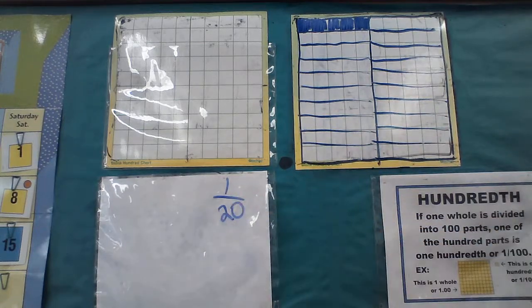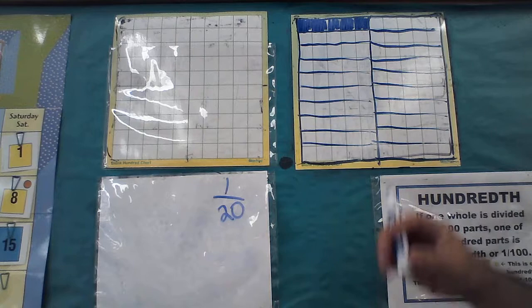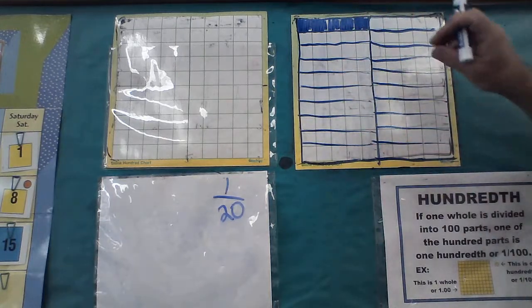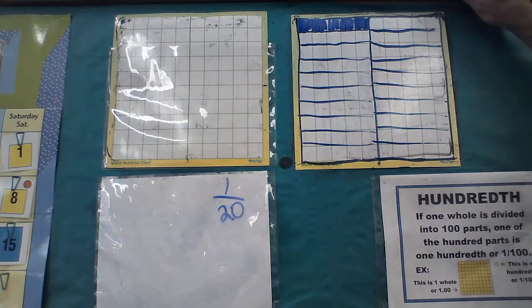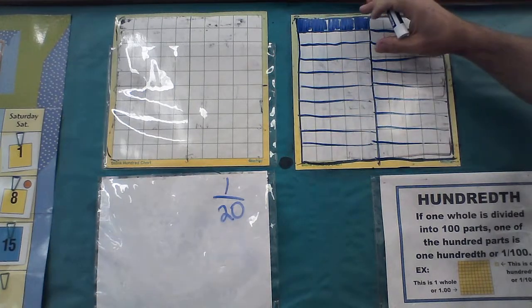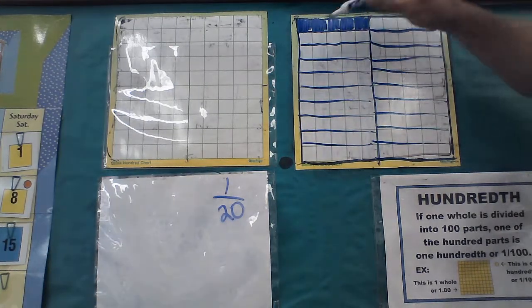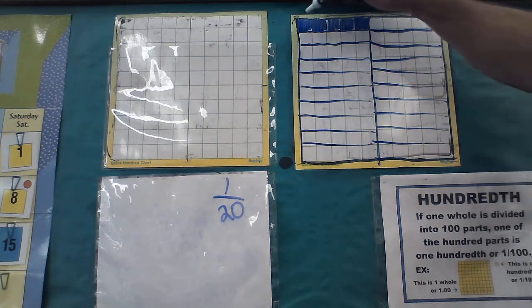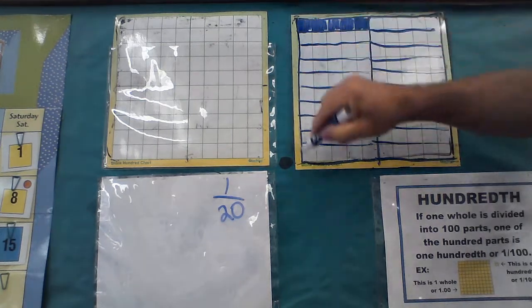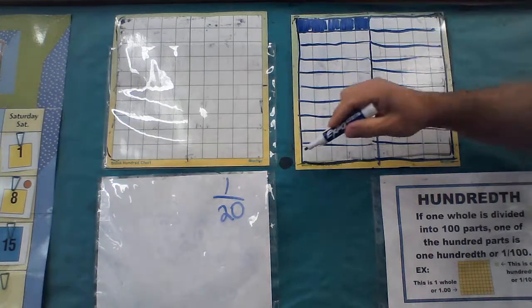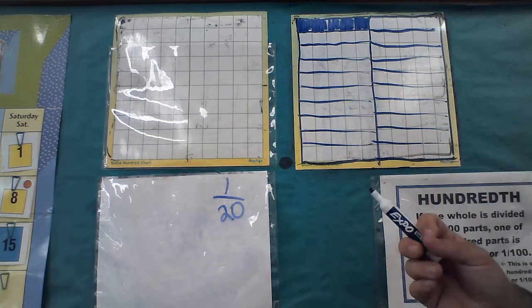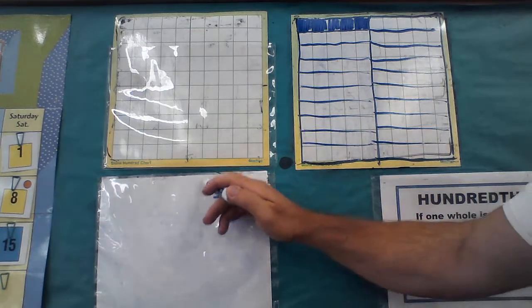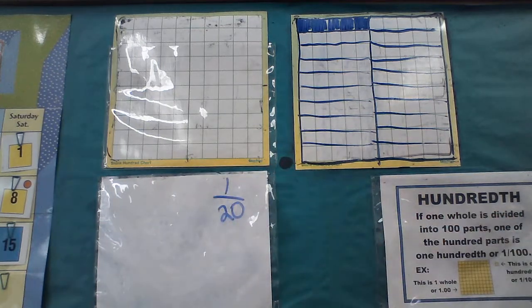We call this simplifying. We're simplifying fractions when we take a common multiple of both numbers and divide the numerator, or the number we have, and the denominator, or the number that the whole has been cut up into. If we can divide both those numbers by a common multiple, then we can make the fraction much simpler.